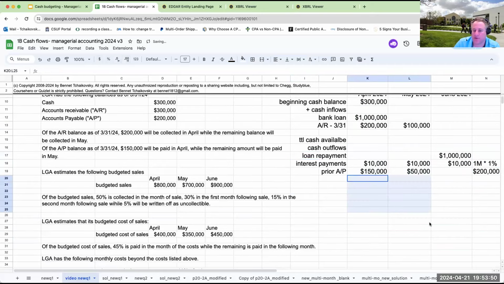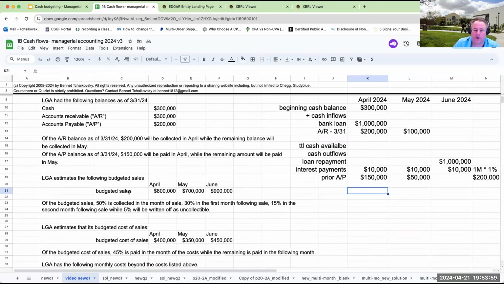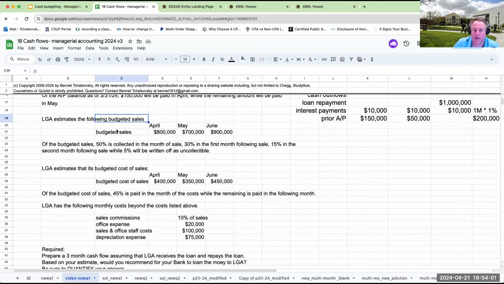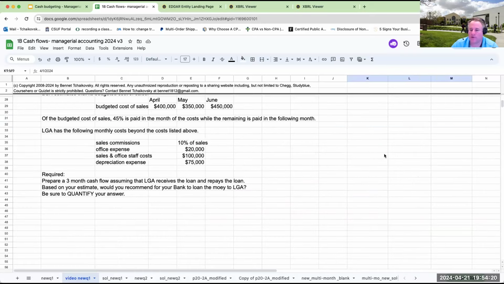Let's keep on going. So we've dealt with this very first thing right over here. The next thing we're going to be doing is taking a look at budgeted sales. Very important. Budgeted sales or revenues is not the same as cash collected from sales. We need to figure out cash collected from sales. So the way we're going to do this is we're going to chart out right up here.